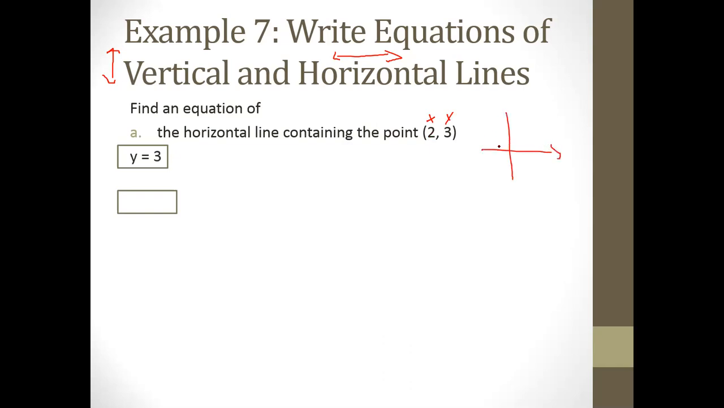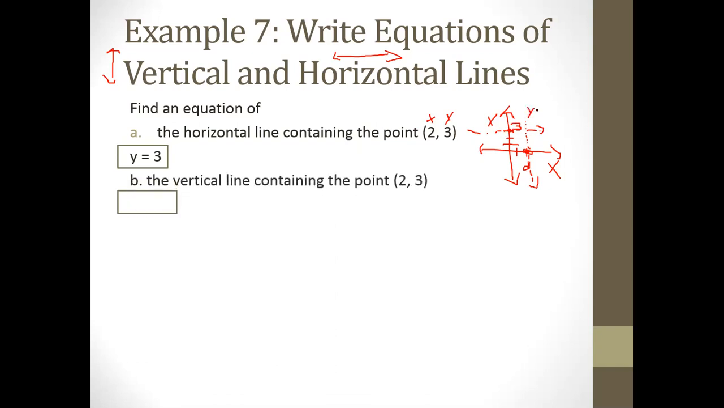So this is where the graph cuts through the x-axis. So imagine that. The graph cuts through the x-axis at 2, so it has to be a vertical line. It has to go up and down in order to cut through the x-axis. And the graph cuts through the y-axis at 3. So if I'm at 3 on the y-axis, I'm here. In order for me to go through the y-axis, it would have to be a horizontal line. So we should see horizontal line, y equals 3. We should see vertical line at x equals 2.